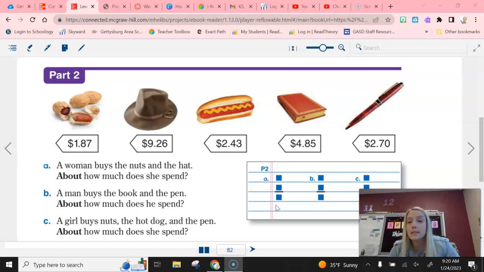Okay, I'm going to read B to you, and then I want you to pause. I want you to estimate and give me your estimated total. A man buys a book. That's right here. So you're going to estimate the book. And he buys the pen. You're going to estimate the pen, and then you're going to add up the total. So pause right now and tell me the estimated total for a book and a pen. So pause and do part B.